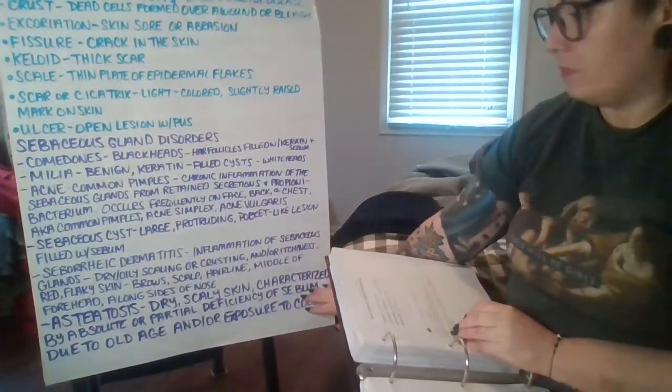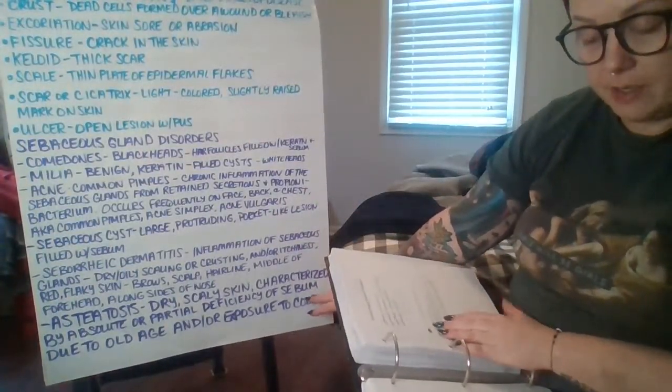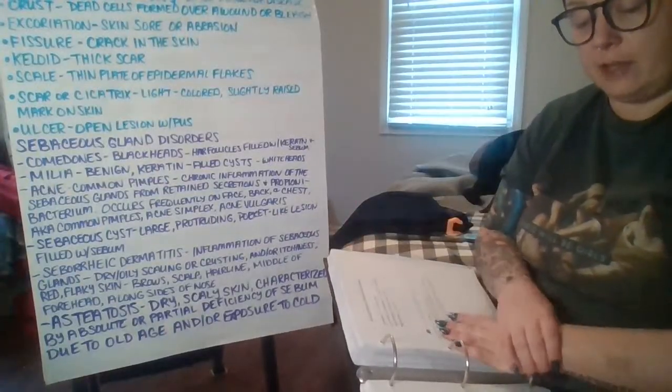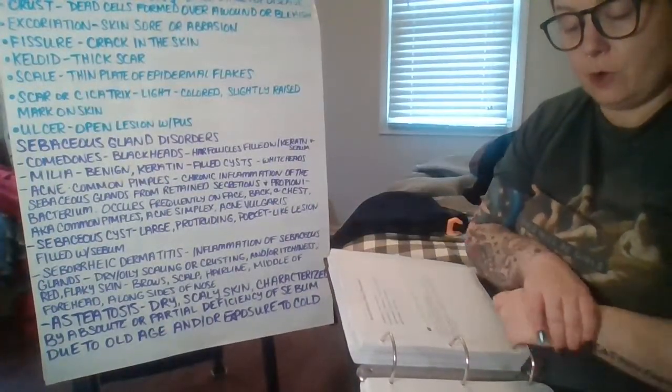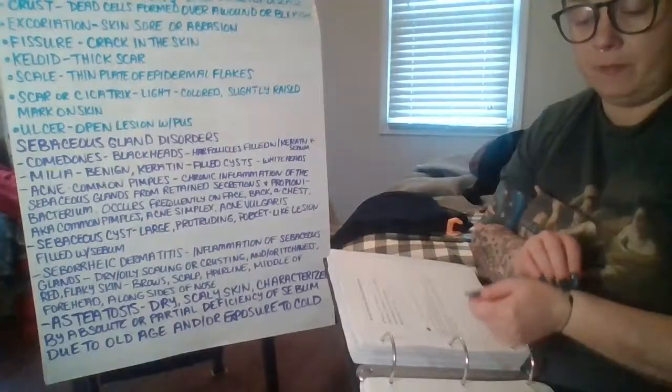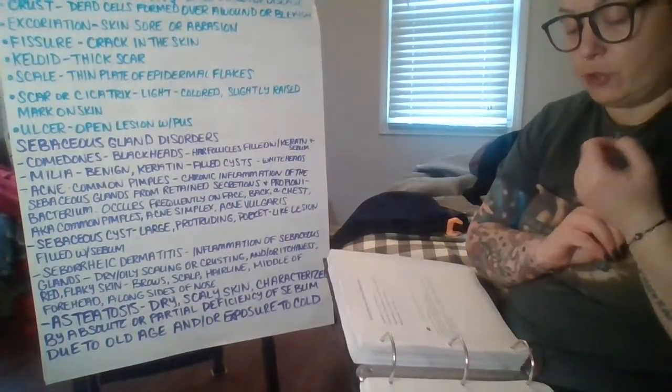Asteatosis is a condition of dry, scaly skin characterized by absolute or partial deficiency of sebum due to old age and exposure to cold.